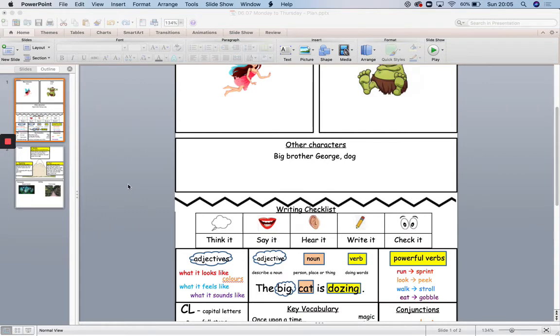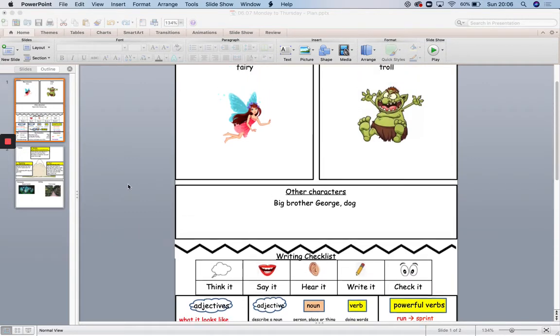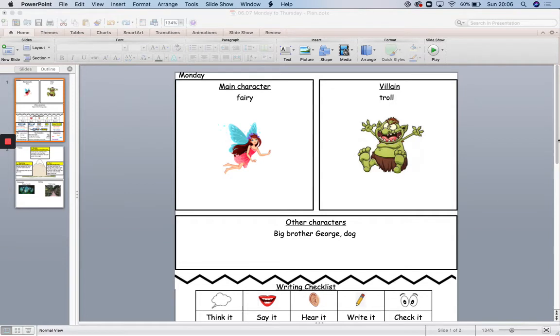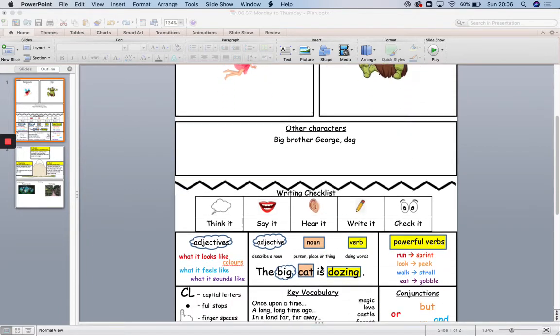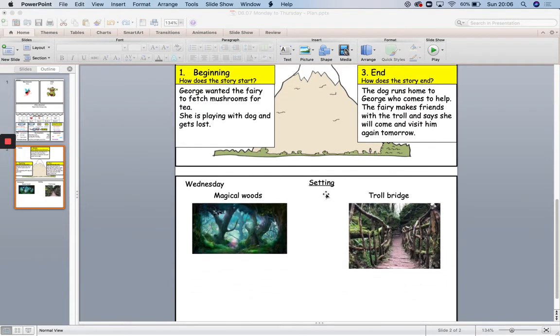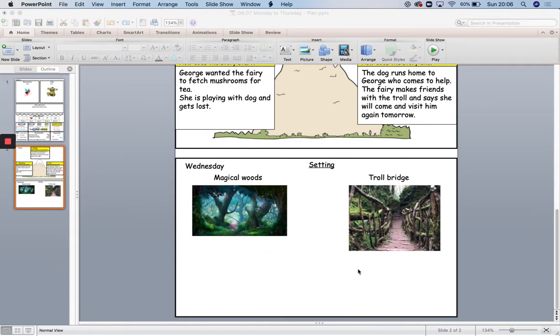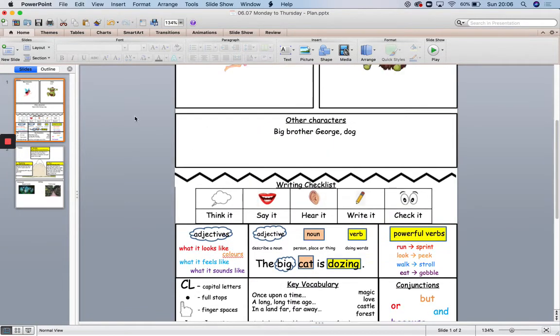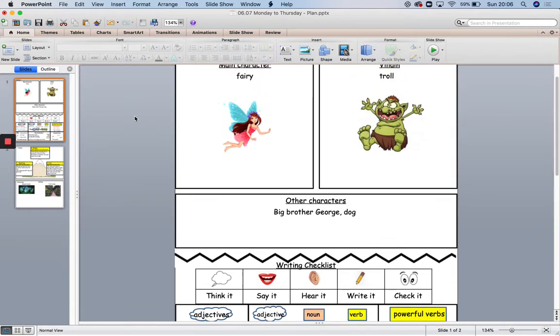So this is the week beginning the 6th of July and the only thing you will need is your plan for this week. Throughout the week you're going to work your way through the whole plan. So I have labelled each part as you need it. Monday for the characters on the front, you've got your writing checklist at the bottom, and then Tuesday you've got your mountain up there, and Wednesday you've got your setting. Thursday you're thinking about powerful verbs. I'll come to that in a moment, but you'll be working across the whole plan.